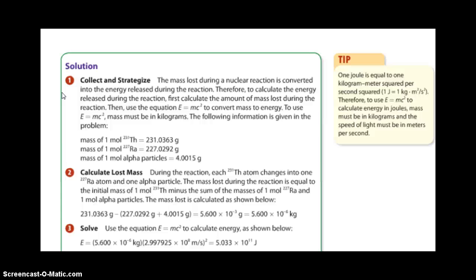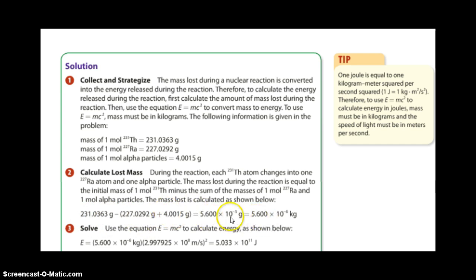Calculate the lost mass. During the reaction, each thorium-231 atom changes into 1 radium-227 atom and 1 alpha particle. The mass lost during the reaction is equal to the initial mass of 1 mole of thorium-231 minus the sum of the masses of 1 mole of radium-227 and 1 mole of alpha particles. The mass loss is calculated as shown below. Okay, so because theoretically the reactants should equal the products, but it doesn't because, again, some of the mass is converted into energy. So we have our reactants minus the sum of our products.